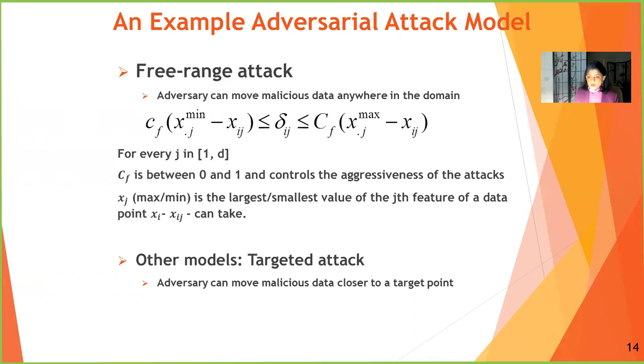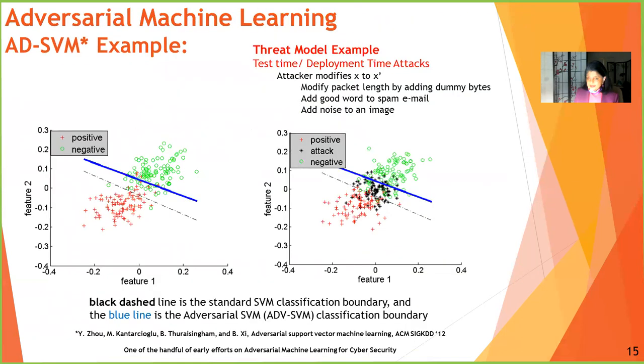So again, what I showed earlier. This is our paper, with the threat model published in ACM KDD. In the threat model, the attacker modifies X to X prime. It could be at test time, during deployment time: modify packet length by adding dummy bytes, add a good word to a spam email, or add noise to an image. You can see the green circles are good instances, and the red squares, the crosses, are bad instances. This is the original support vector machine boundary line.